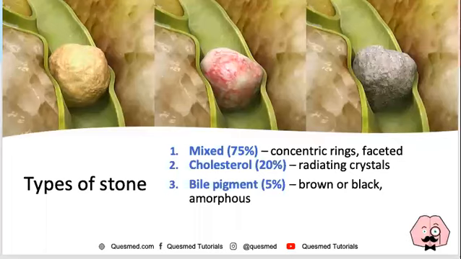Pigment gallstones typically form in conditions of stasis, for example, parenteral nutrition, or conditions associated with excess unconjugated bilirubin, for example, hemolysis or cirrhosis. Mixed gallstones are the most common type of gallstones and are a mix of cholesterol, bile pigments, and calcium salts.